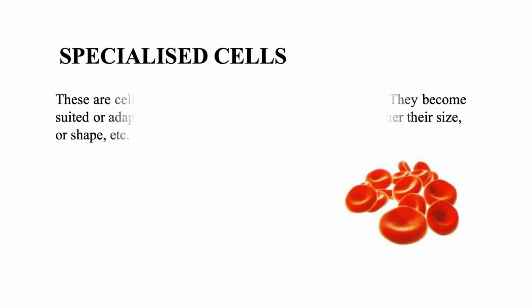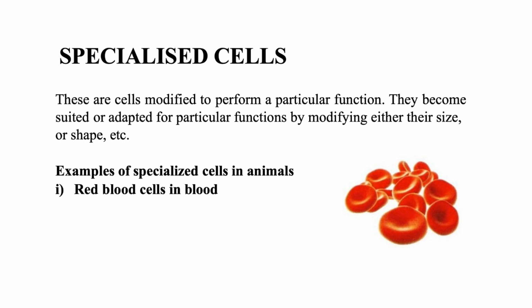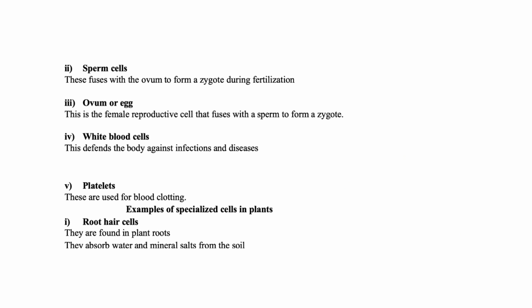And of course, let's look at some specialized cells. These are cells that have been modified to perform a specific function, like the red blood cells in animals. The red blood cells are used to transport oxygen in our bodies. Some other cells that are specialized include the sperm cells, the ovum or the egg cells, the white blood cells. And of course, we know that the white blood cells defend our bodies against infections and diseases. We also have the platelets, which are used in blood clotting.